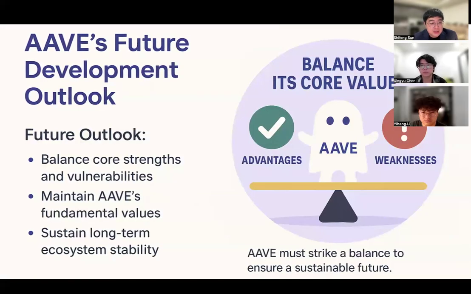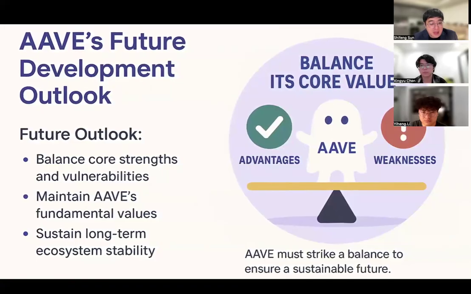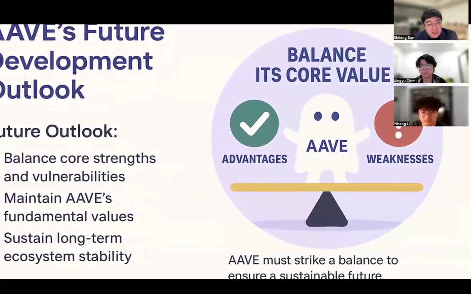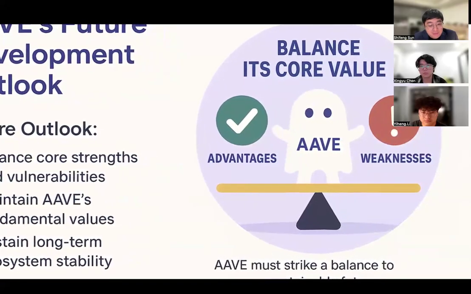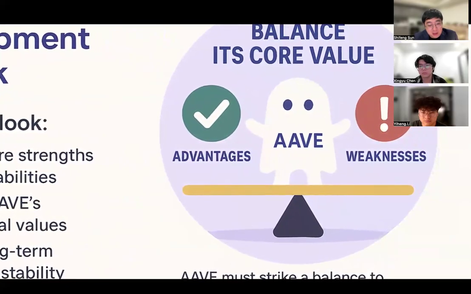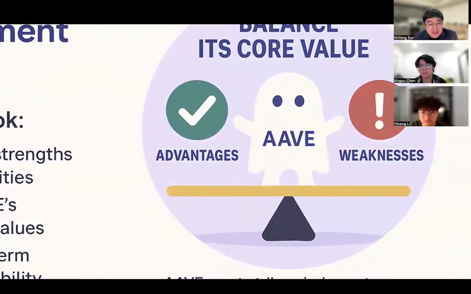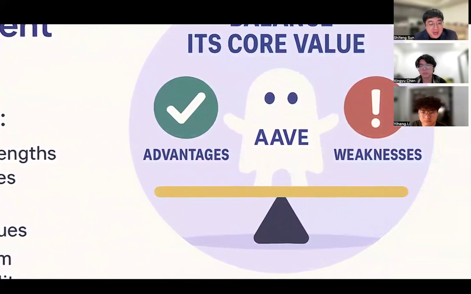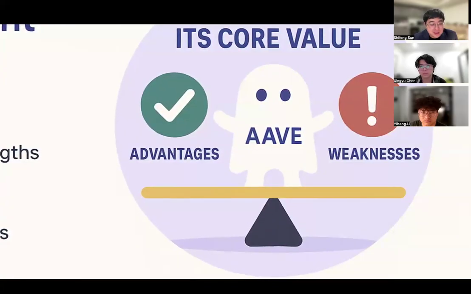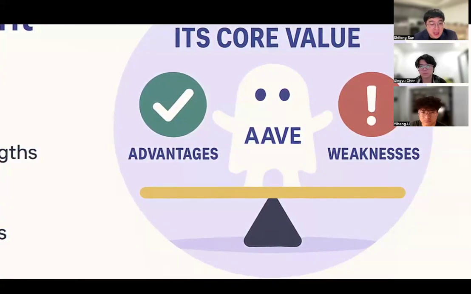So finally, we are going to introduce Aave's future development outlook. The key takeaway is the critical need for balance. Aave must carefully balance its core strengths, decentralization, innovation, and accessibility, against its vulnerabilities, particularly regulatory challenges and operational complexities introduced by features like cross-chain functionality. The future depends on maintaining Aave's fundamental values while actively addressing the challenges that arise through continuous innovation and community governance.